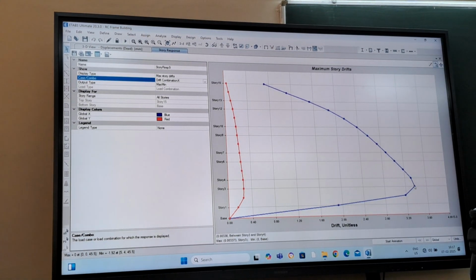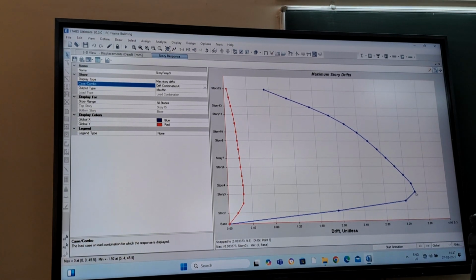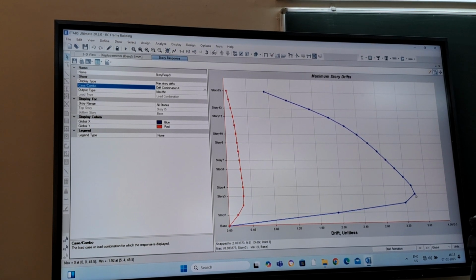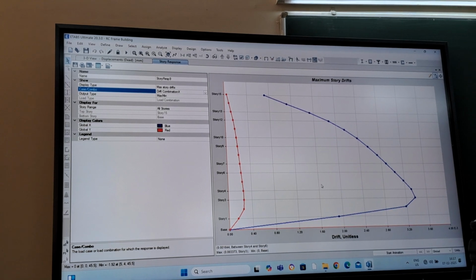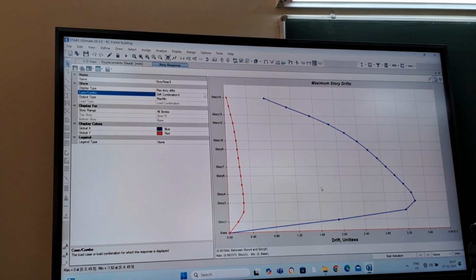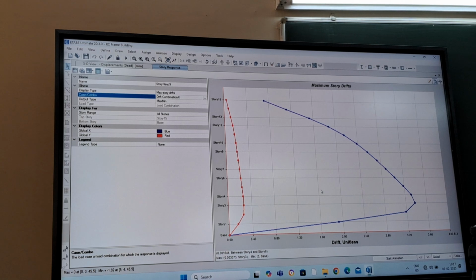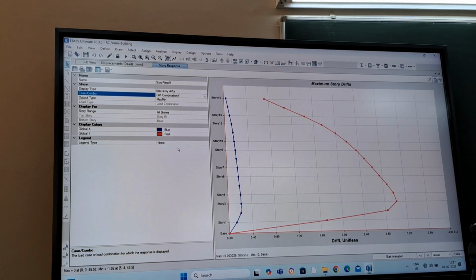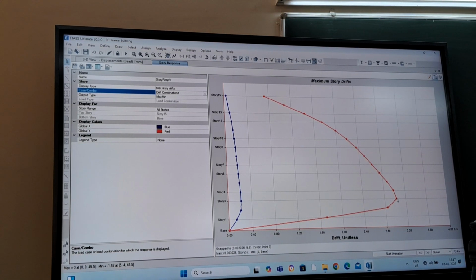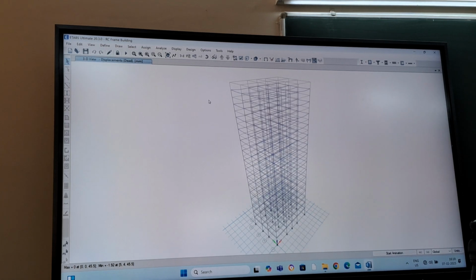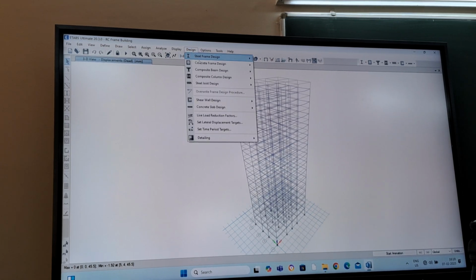Now you can see 0.0033. So because we have increased the member sizes, it attracted unnecessary extra forces. Similarly, in this direction also 0.003. So it is within the limit, and now you can go to design.